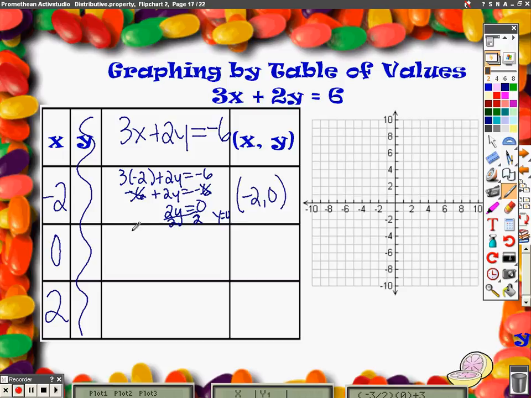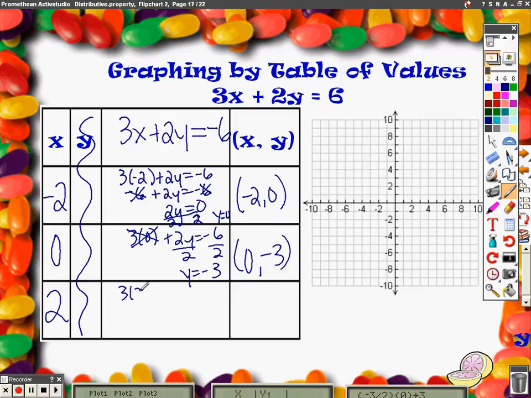Now I'm going to go to the next one. 3 times 0 plus 2y is equal to negative 6. Anything times 0 is just 0. I can cancel out. Divide by 2, divide by 2. y is equal to negative 3. So my next ordered pair, 0, negative 3.